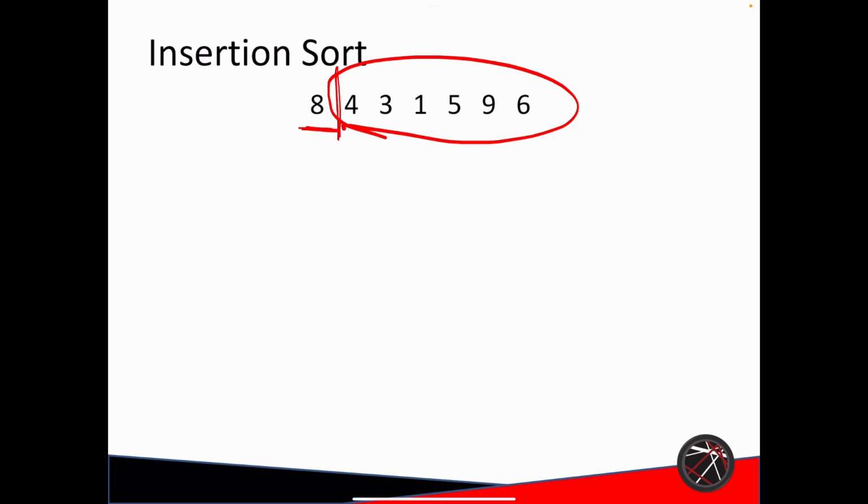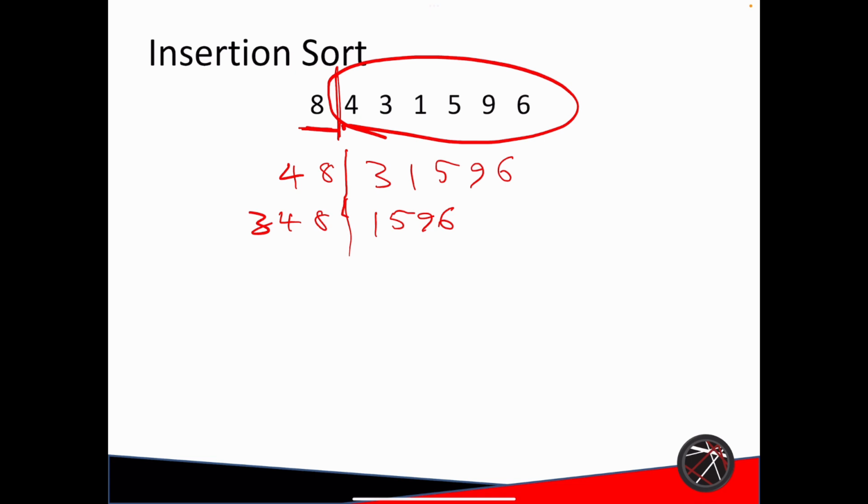So we bring 4 into the sorted side, we compare it with 8, it's less than, and therefore will sit on the left hand side of 8 in our sorted side. We now have a data set like so. We then bring 3 across, 3 is less than 8 and less than 4, and therefore will sit in front of the 4. So 3, 4, 8, 1, 5, 9, 6.